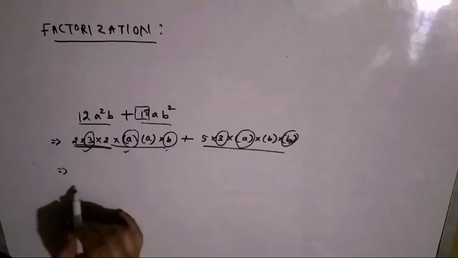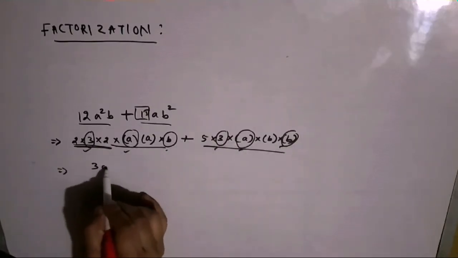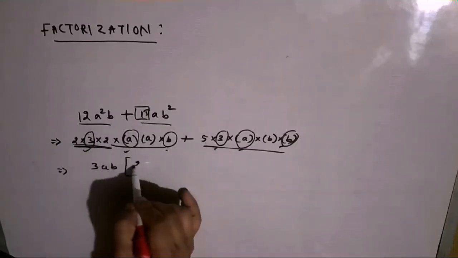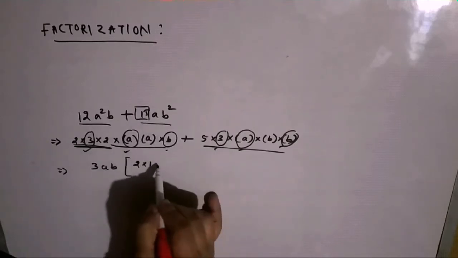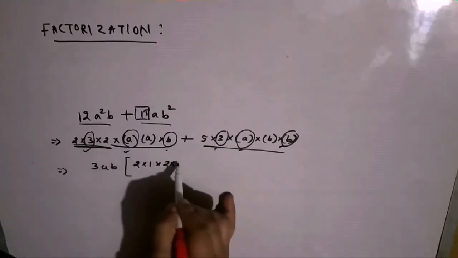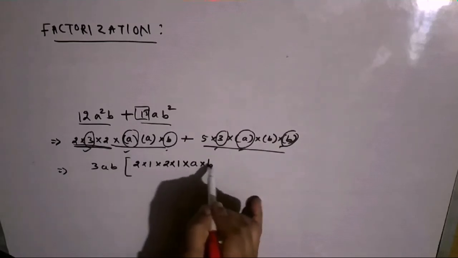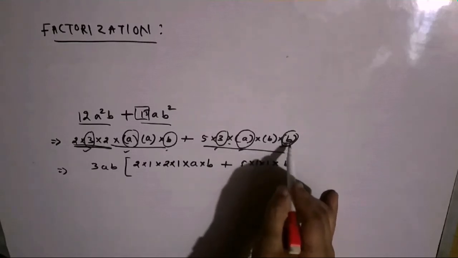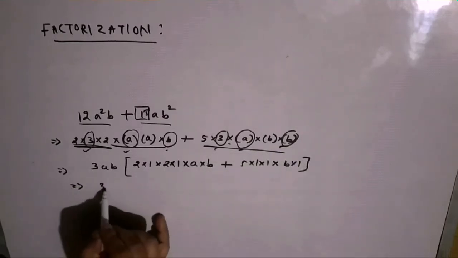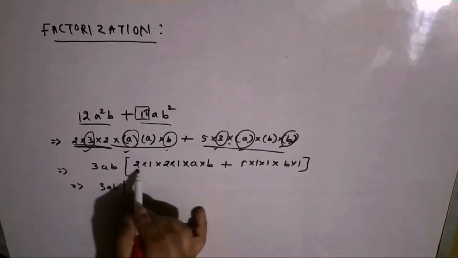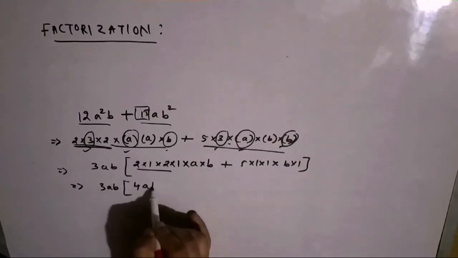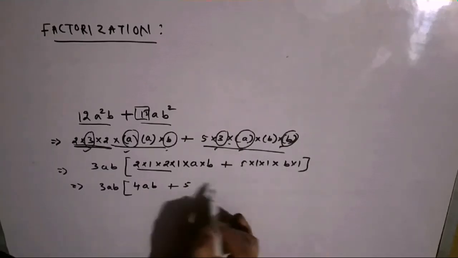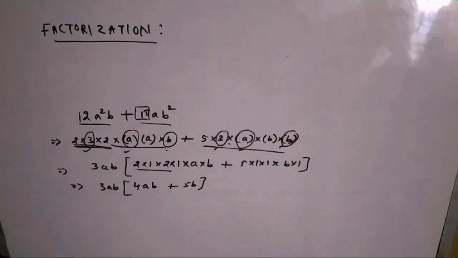So you can take 3, a and b as common, and whatever you have taken common, only 1 would remain in place of that. So that would be 2 into 1, as I have done previously, into 2, into 1, into a, into b. Here also you can write 5 into 1, into 1, into b, into 1. Now you can multiply. So 2 into 1 into 2 is 4, and a into b is ab. Likewise here, 5 into 1 into 1 is 5, and b into 1 is b. Anything else?